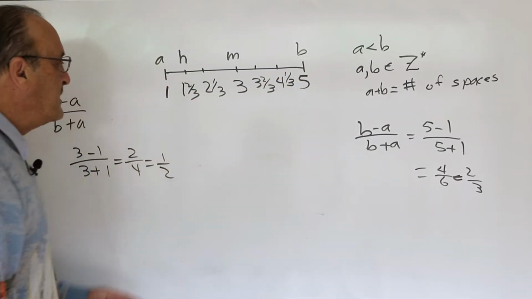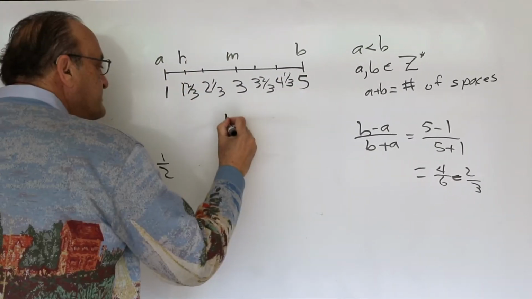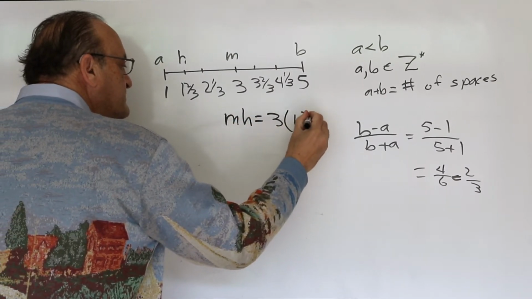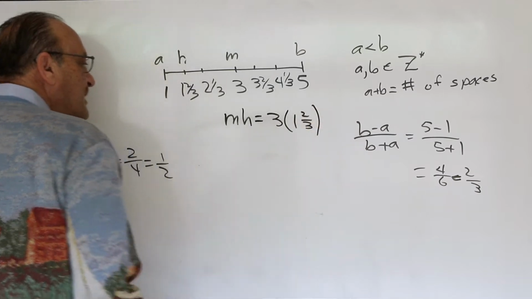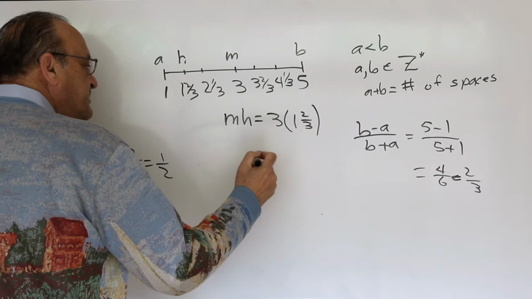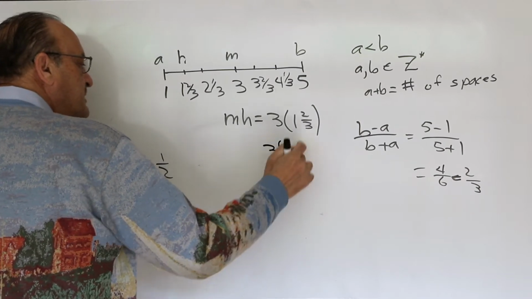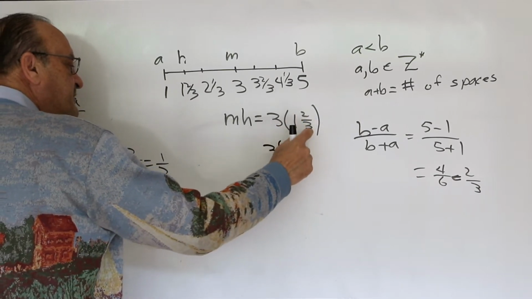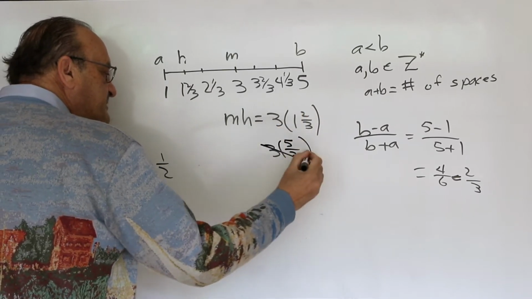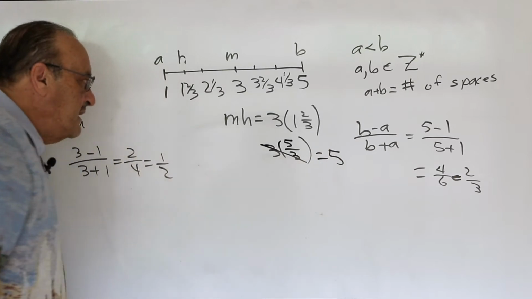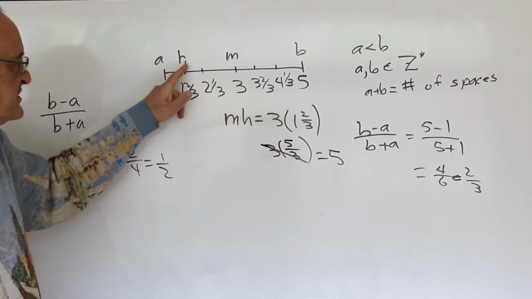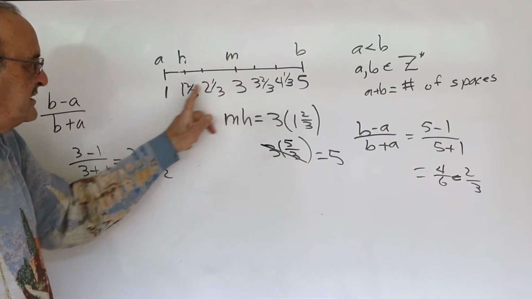So finally, they go m times h. 3 times 1 2/3. So that would be 3 times, it's the bottom times the side plus the top. 3 times 1 is 3 plus 2 is 5. The 3's cancel and we get 5. And notice that 5 is the same as 1 times 5. So again, m times h equals a times b.